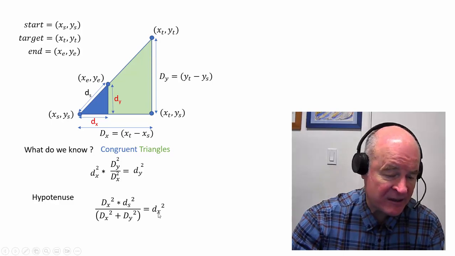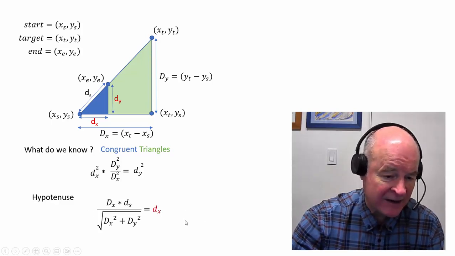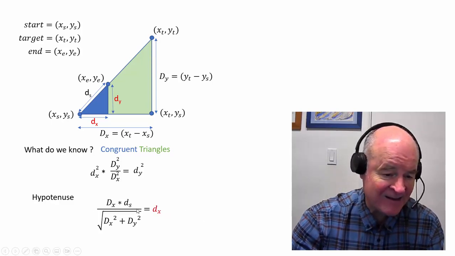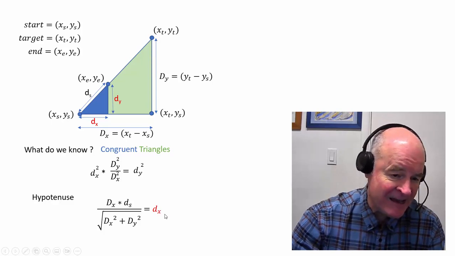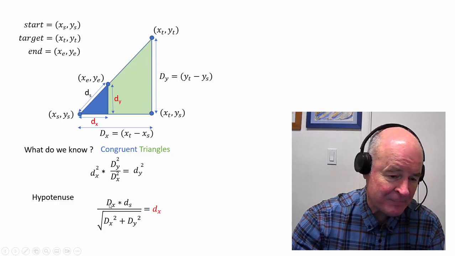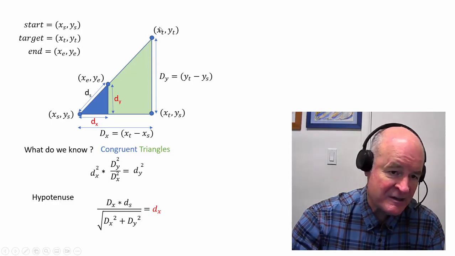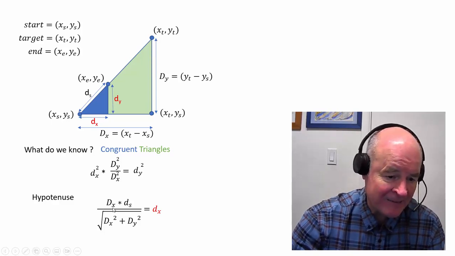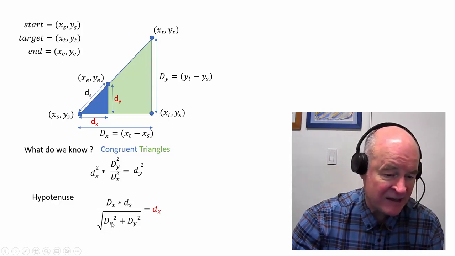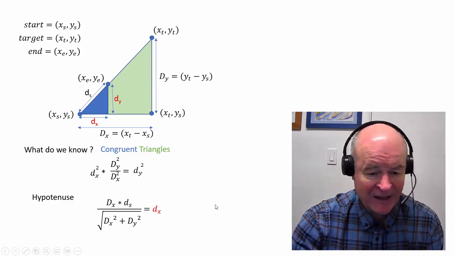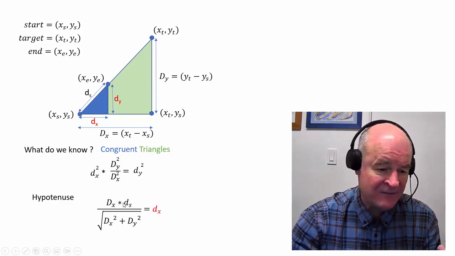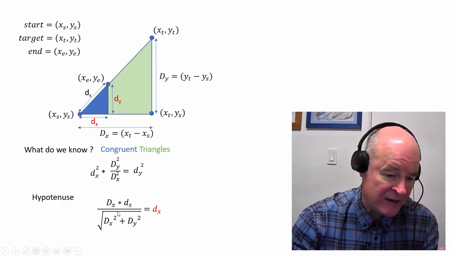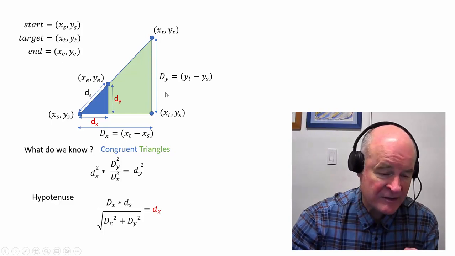So now what I'm going to do is take the square root of both sides of that equation. And what I get is that little dx, the distance I have to move, is the big dx, which is the distance between the starting point and the target, times the distance I want to go, divided by the square root of big dx squared plus big dy squared. So that's pretty good. Given the big dx and big dy, which I calculate from the starting points, I can calculate what dx should be.